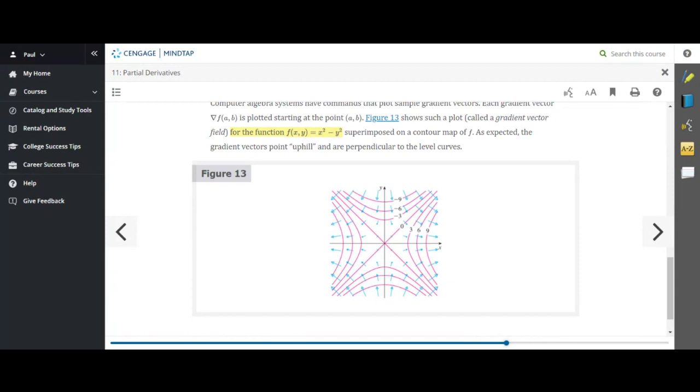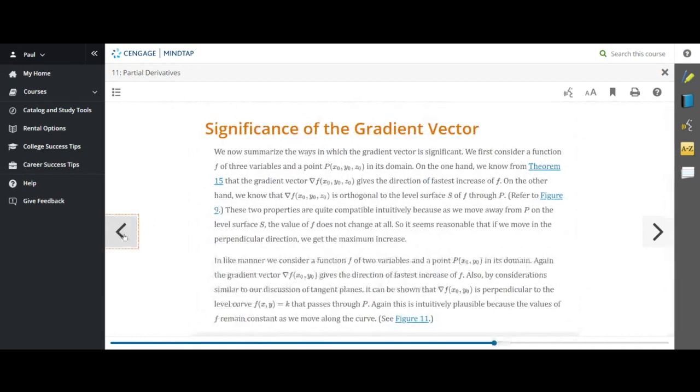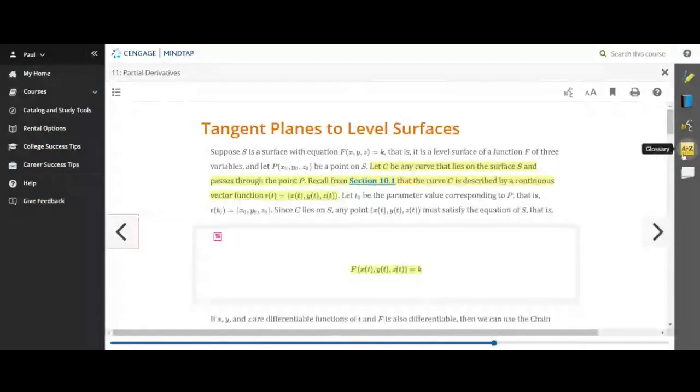Okay, I have one more thing I want to talk about from section 11.6. Let me find it, and then we'll be done with 11.6. Yeah, this here. One moment.